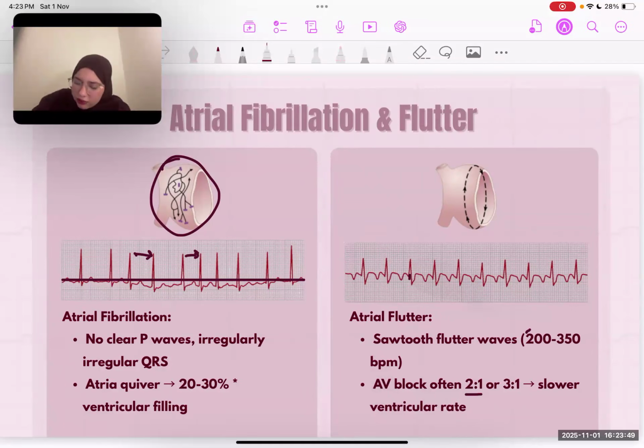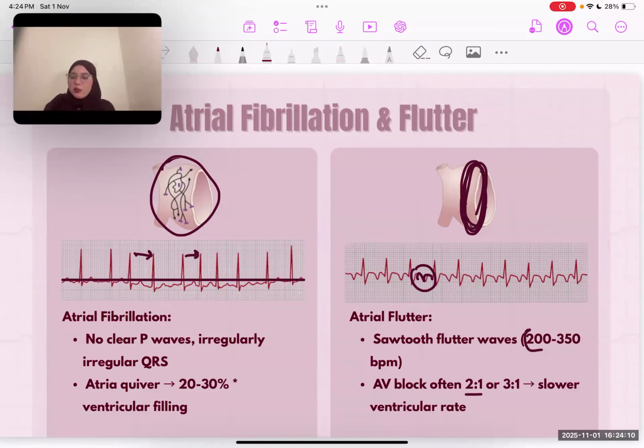So this pattern is called a sawtooth. Whenever you see this pattern, that is a sawtooth wave. And here, instead of multiple different things exciting the atrium, you just have one which will be rotating like this. And it's fast, at like 200 to 350 beats per minute.